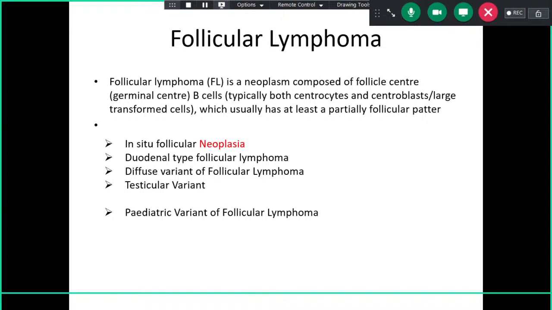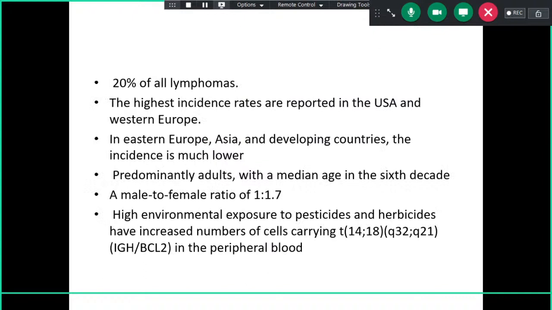So what is follicular lymphoma? Follicular lymphoma is a neoplasm composed of follicular center or germinal center B cells with at least a partially follicular pattern. There are many follicular lymphoma subtypes, like in situ neoplasia, duodenal, diffuse variant, testicular variant. It is one of the most common lymphomas in adulthood, comprising around 20%. If you see all lymphomas, the most common is diffuse large B cell lymphoma, then comes follicular lymphoma. The highest incidence is reported in the western countries, then our Asian subcontinents.